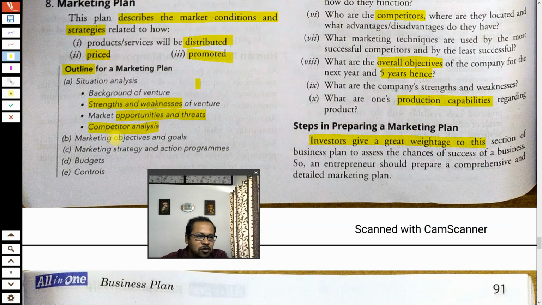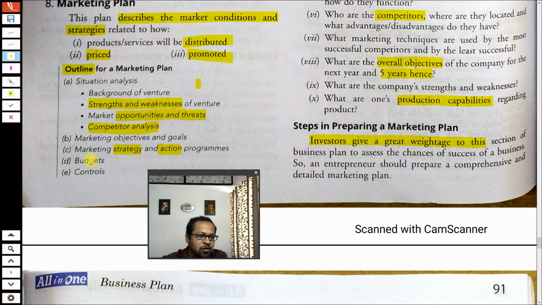Then marketing objectives and goals are to be mentioned. Then your strategy as well as your action plan needs to be mentioned. Then marketing budgets, there has to be some limit on the budgets. It will depend on how much sales you will be able to generate. So which type of advertisement medium you are going to use, how much will be your marketing budget, and you should go as per the planning.